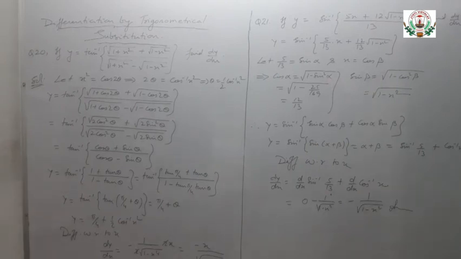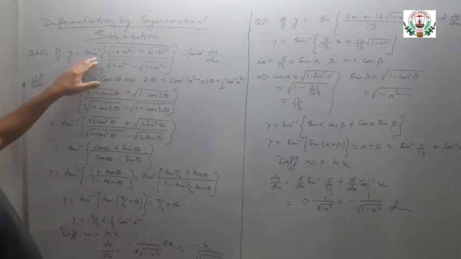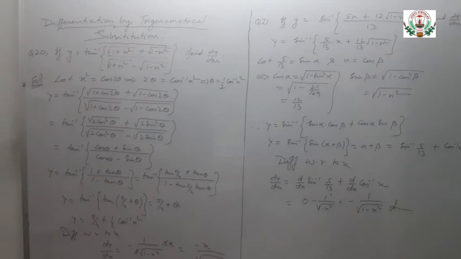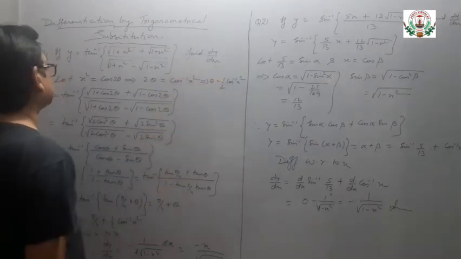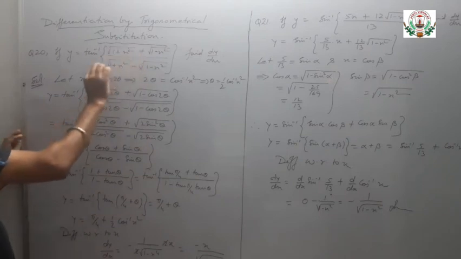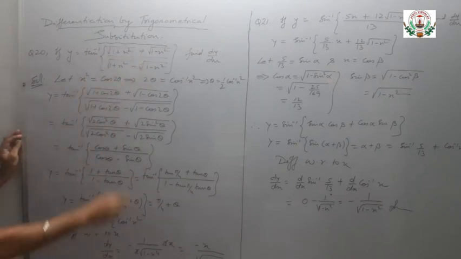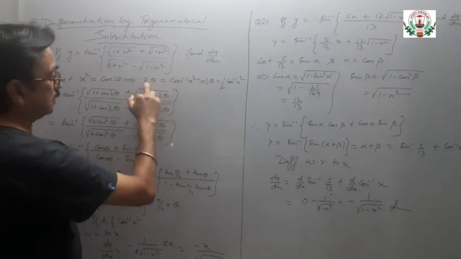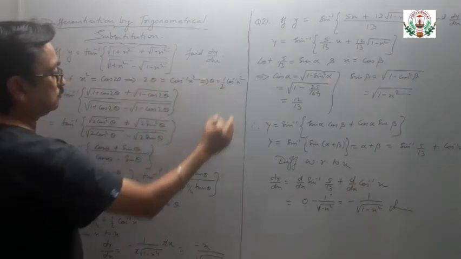Now here comes the next question. y equals tan inverse of (under root 1 plus x square plus under root 1 minus x square) upon (under root 1 plus x square minus under root 1 minus x square). Find dy by dx. Here we will take x square equals cos 2 theta, so 2 theta equals cos inverse of x square, and theta will be 1 by 2 cos inverse x square.